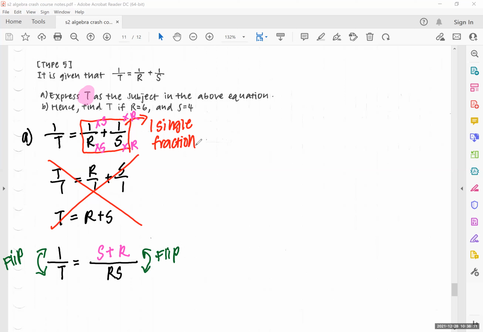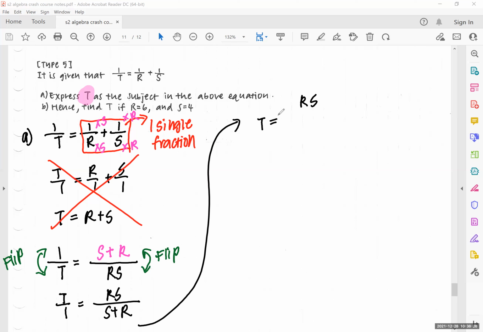Clear so far? So right now we can flip 1 over T. This is a new technique. It becomes T over 1. Then this whole thing will just become like that. Clear so far? Let's write it nicely. So that means that T is equal to RS over S plus R.